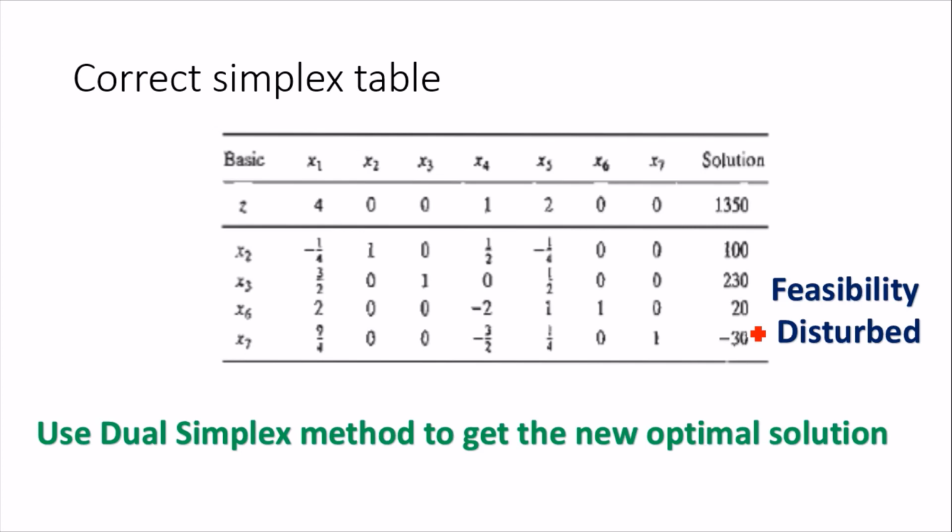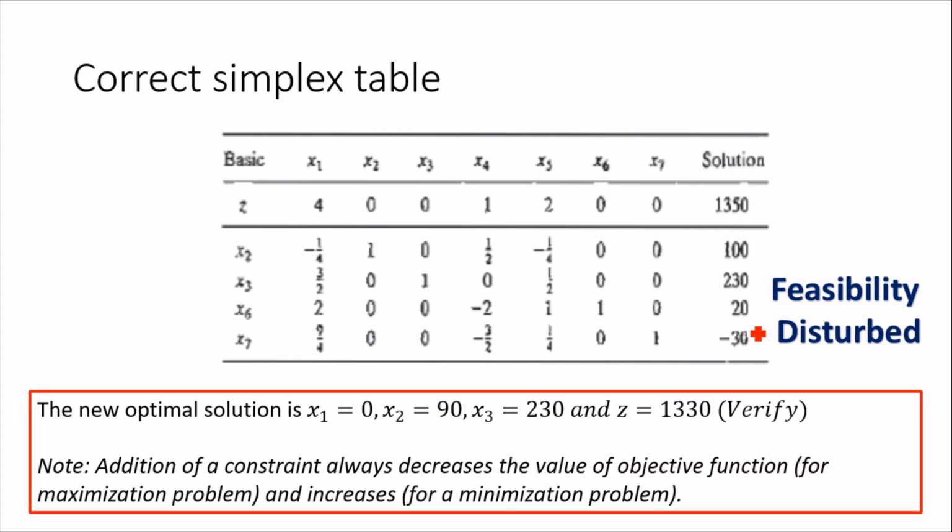So I'm leaving that part to you. You already know the dual simplex method. So you do that and get the solution. In this case, your optimal solution will be this and Z will be 1330. Okay, so earlier Z was 1350 but now Z is 1330.